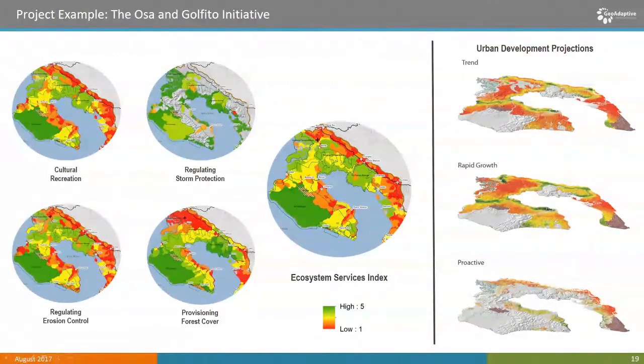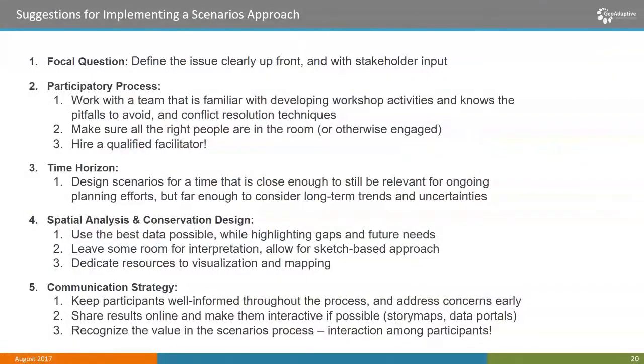Finally, I'll give you some suggestions about how to implement a scenarios approach based on my experiences and just some general principles. First of all, defining that focal question up front is really important, making sure that we can always make sure all the work is going back to addressing that focal question, and ideally including the stakeholders in the development of that question so there's more buy-in.